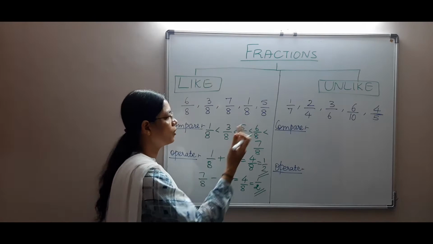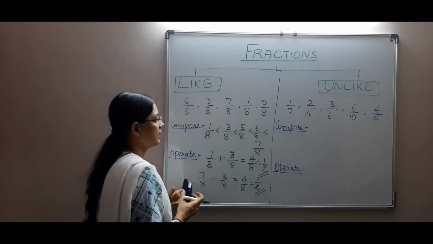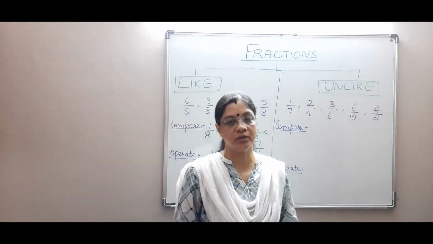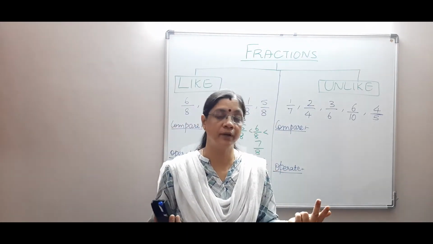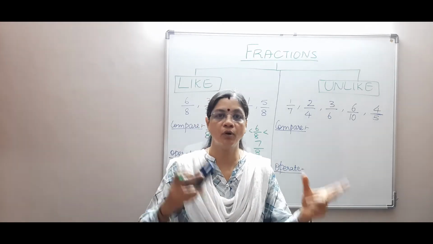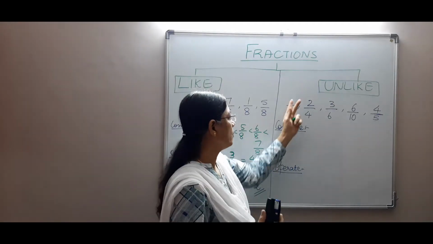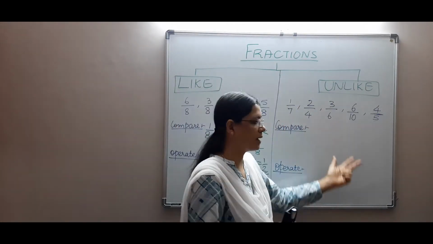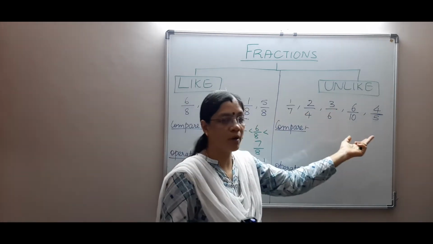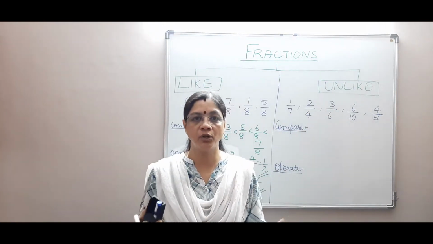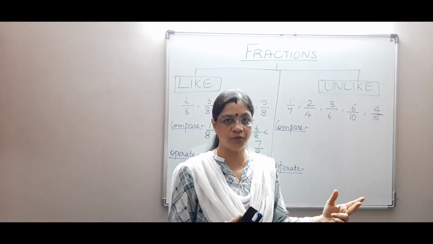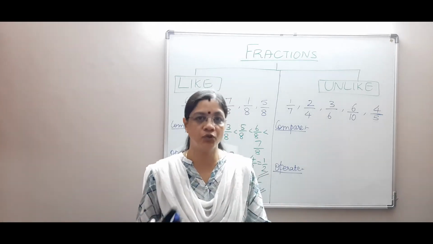Okay, now we'll move on to unlike fractions. We have seen like fractions, now let us see unlike fractions. Now they are not like fractions because denominators are different. Now it is very hard for us to determine which is smaller and which is greater. We can't just say 1 by 7 is smaller, 6 by 10 or 3 by 6 or 4 by 5 is greater. Just by observation we won't be able to, by practice we can say, but just by observation it is very difficult for us to determine which is greater and which is smaller, isn't it?